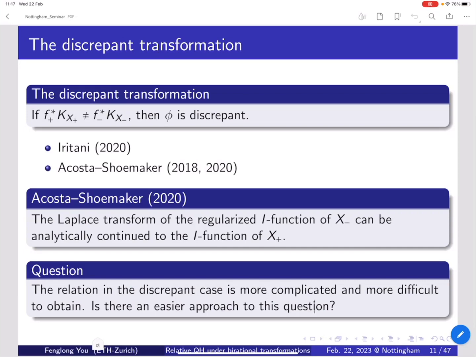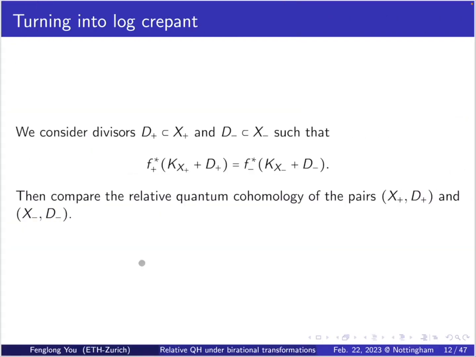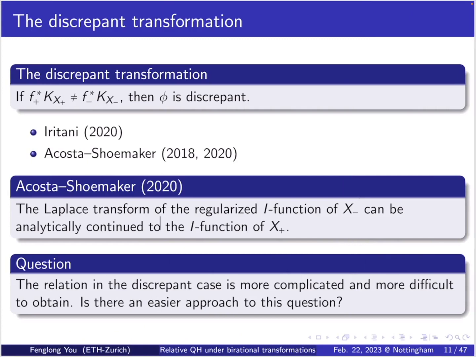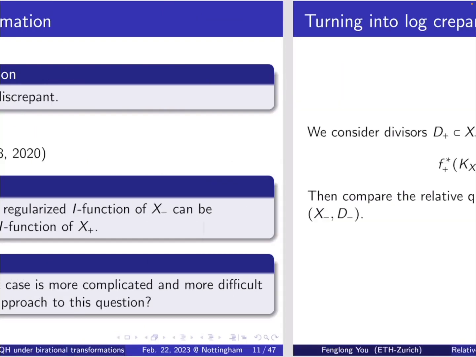For the discrepant case, my proposal is that we have a discrepant transformation, but we can try to make it into a crepant one. In some sense, we can try to get some divisors, D plus and D minus, such that we have an equality instead of an inequality. Then we compare the relative quantum cohomology of the pairs X plus, D plus, and X minus, D minus. We hope that comparing relative quantum cohomology will be easier. And as we saw in the previous slides, the discrepant transformation conjecture would be much more complicated.